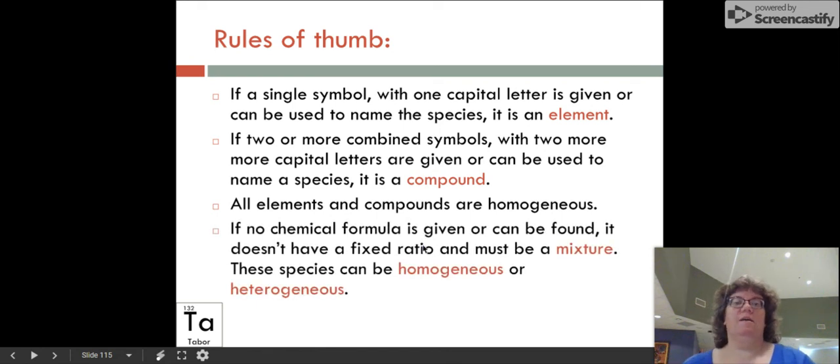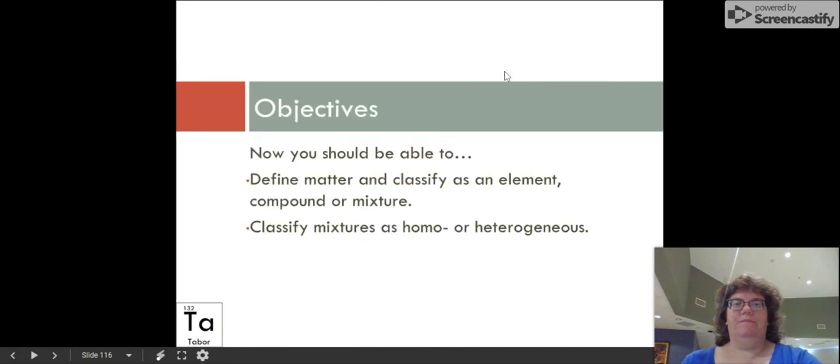If there's not a chemical formula or there's not a fixed ratio, it's a mixture. And we can have homogeneous or heterogeneous mixtures depending on whether you can see the different parts or whether it's mixed together uniformly. Hopefully now you should be able to tell the difference between an element, a compound, and the two types of mixture.